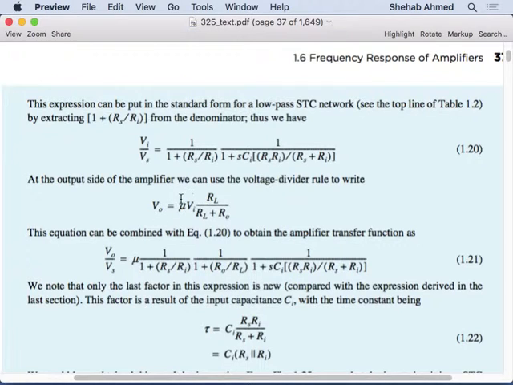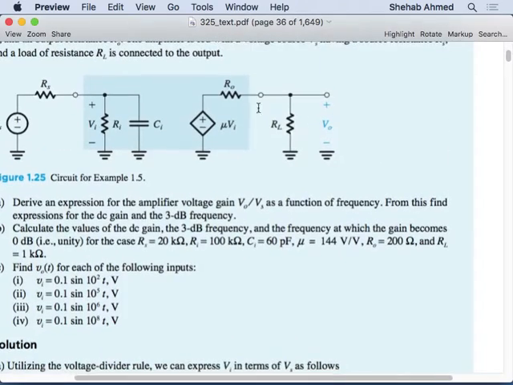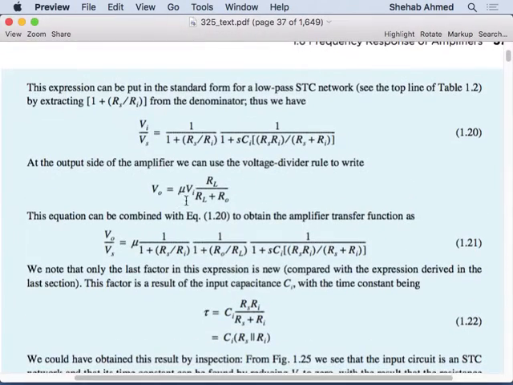What is V output equal to? V output is equal to the dependent source voltage multiplied by RL over RL plus R output, the combination of these two resistors. So V output is equal to mu VI times RL over RL plus R output. I related V output and VI. Now I want to remove VI from this equation, so I solve for VI and substitute up here. In that case, I get a relationship between V output and VS, which is the objective that you want to reach.